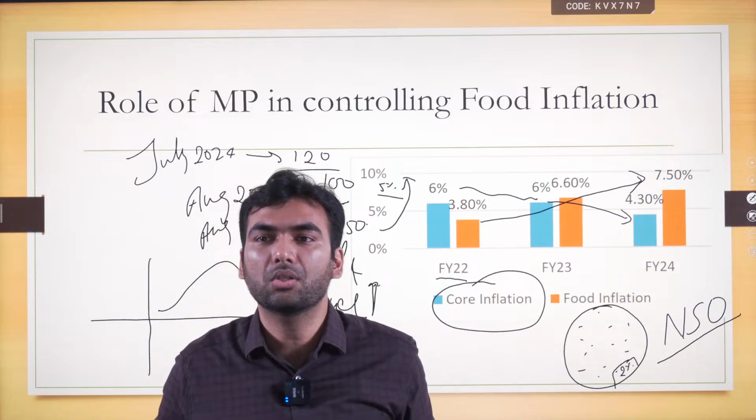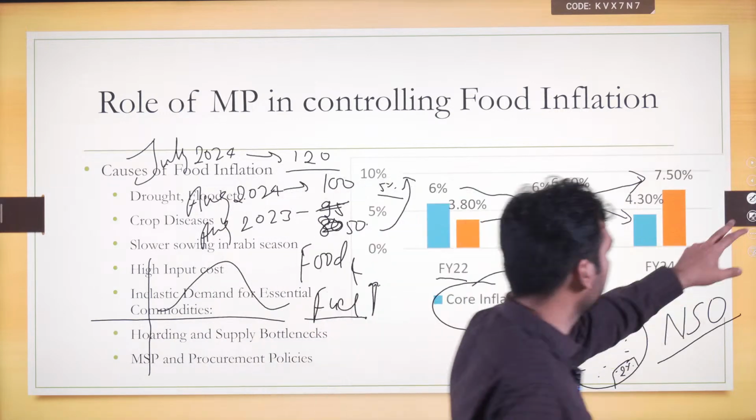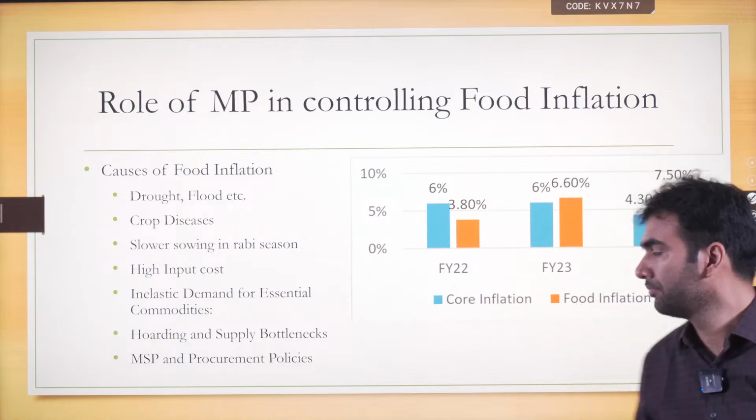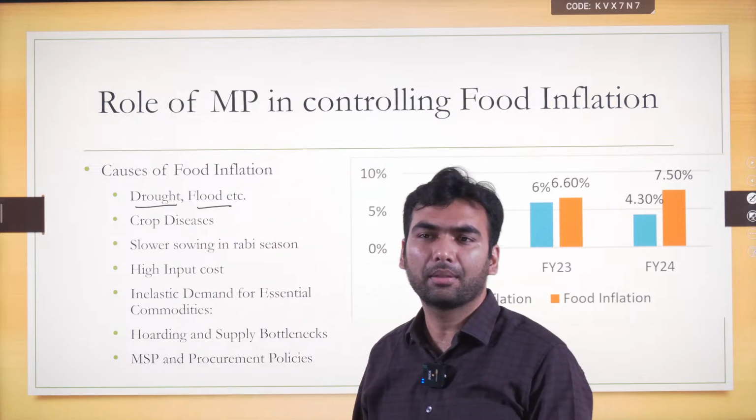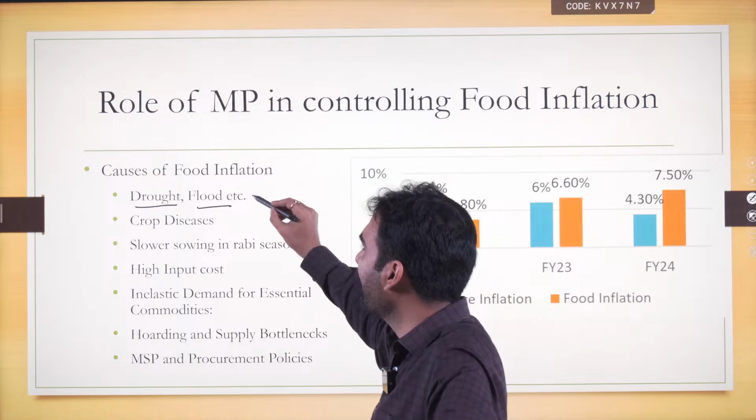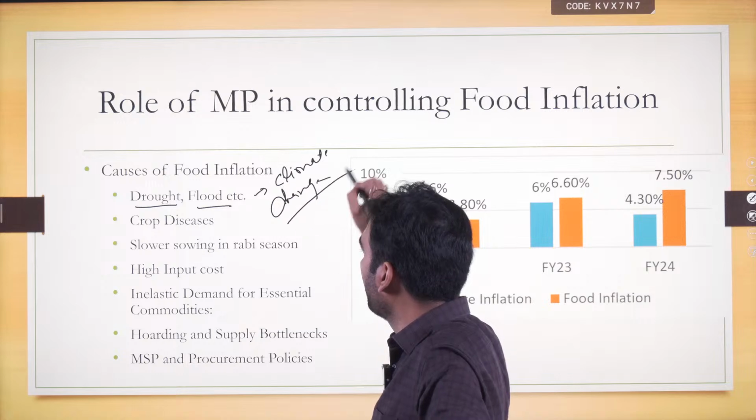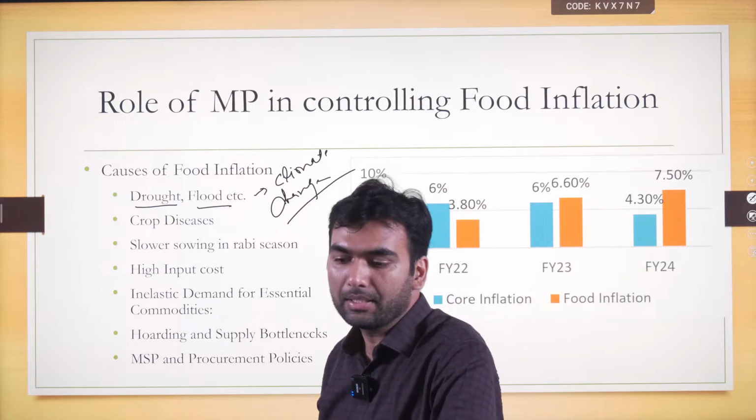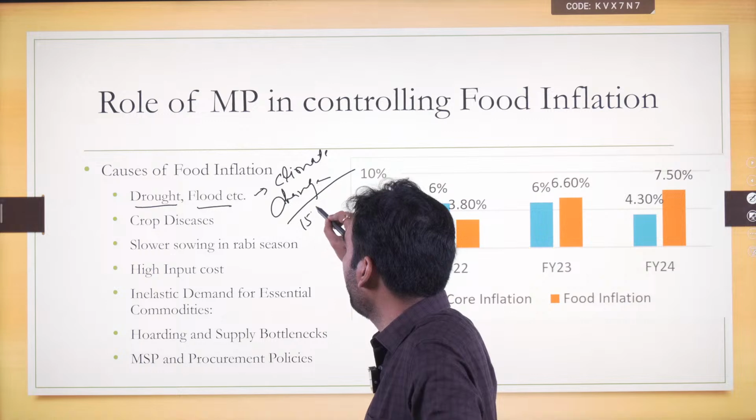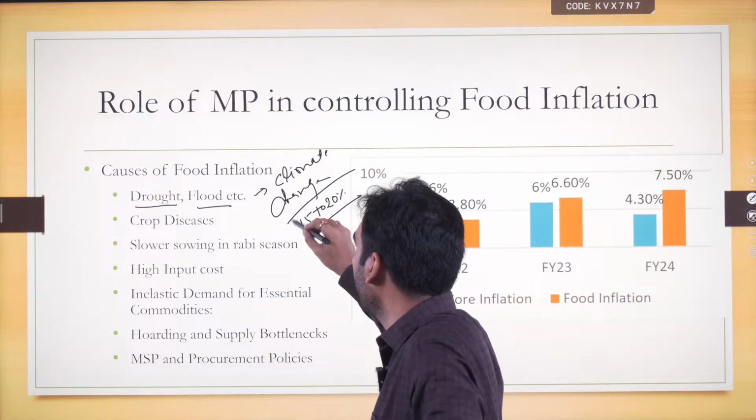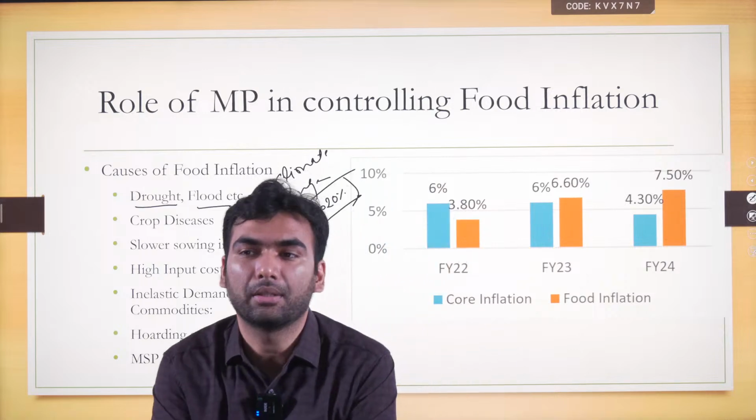So let's first understand the causes of food inflation. The most important causes are usually drought, flood, etc., the climate related factors, and these are being exacerbated by climate change. The Economic Survey says that agriculture productivity has reduced by 15 to 20% due to climate change.